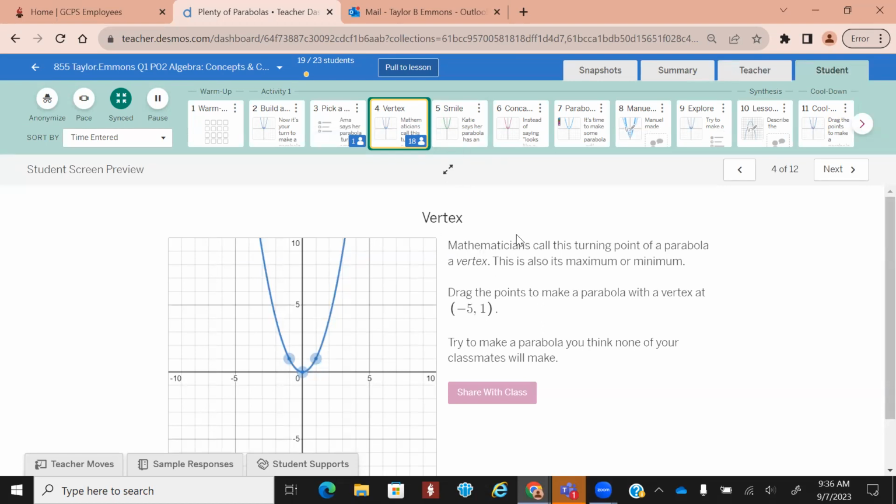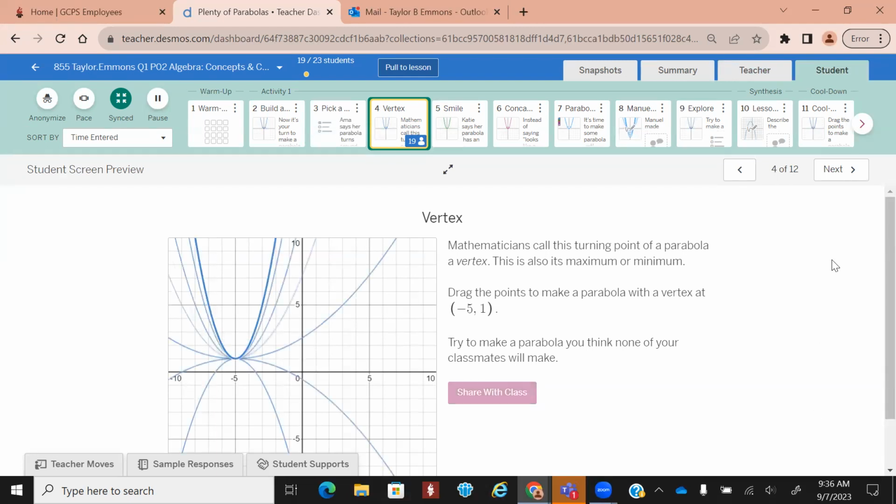Number 4, vertex. Mathematicians call this turning point of a parabola a vertex. It's called a turning point, so a vertex. This is also called a max or a min. So drag the point to make a parabola with a vertex at -5, 1. You could also make another one.